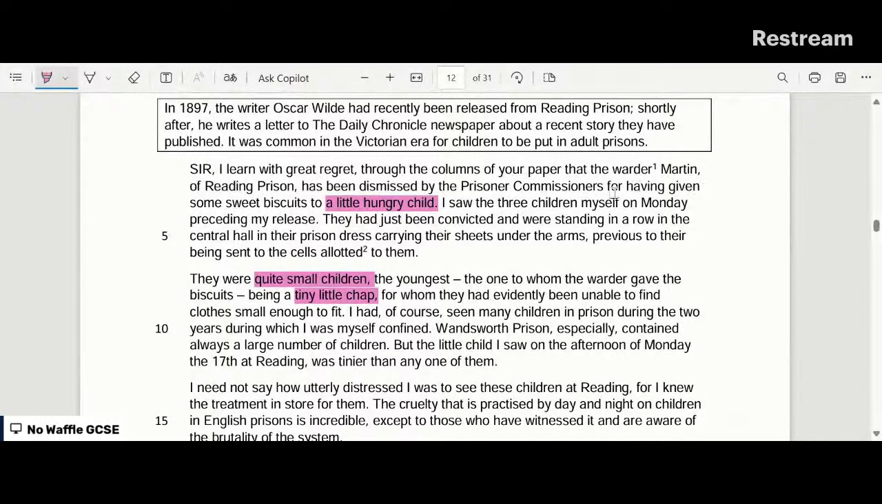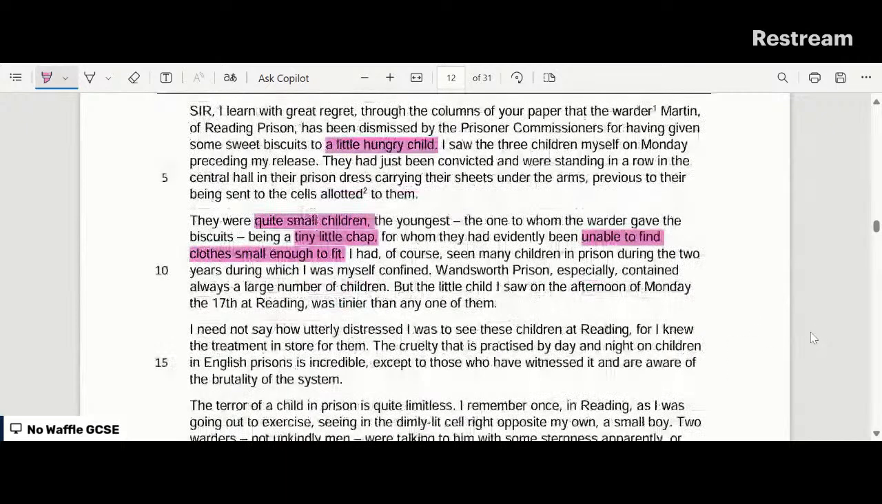Okay, tiny little chap. What else have we? For whom they had evidently been unable to find clothes small enough to fit. Again, the sense of small and them being young. Anything else? You've got the little child again. So really that semantic field, and then you've got tinier. So tinier, small, tiny, little, little, little. It's been repeated multiple times.